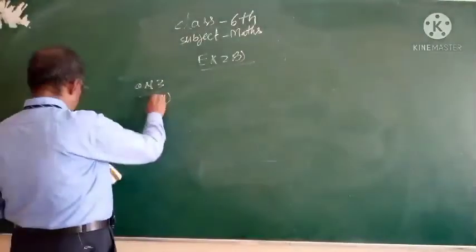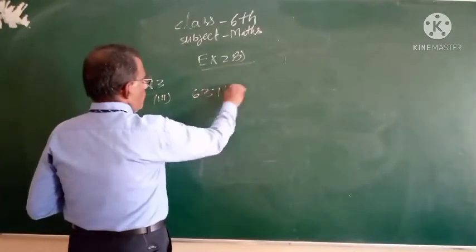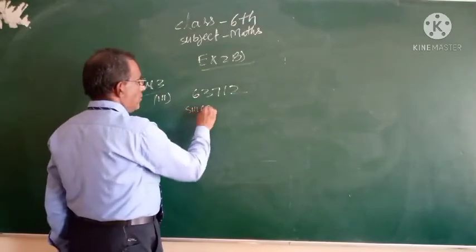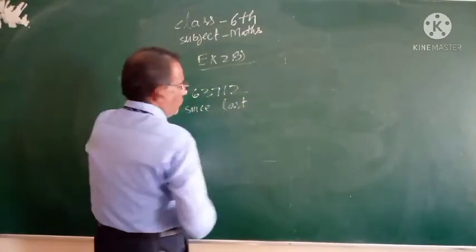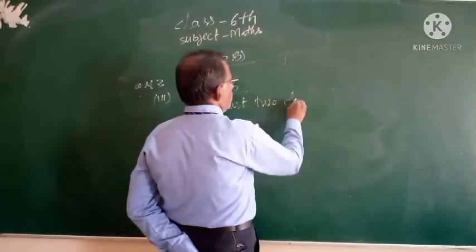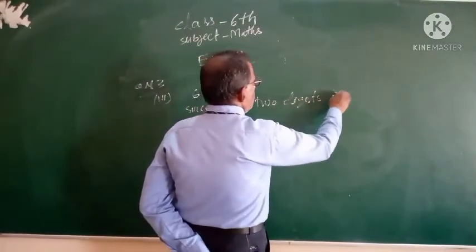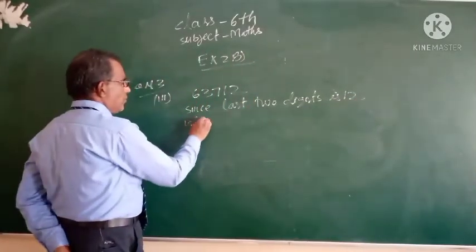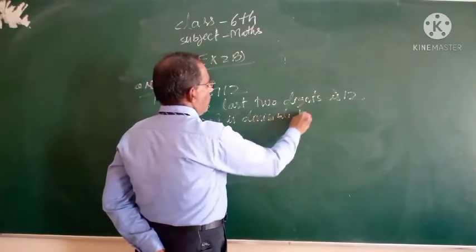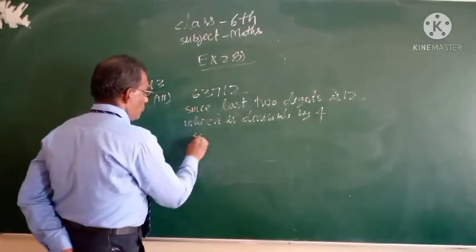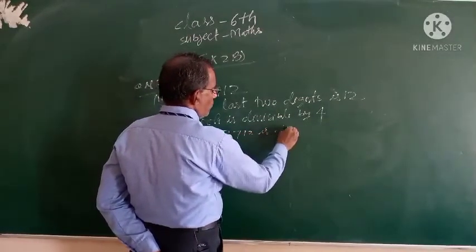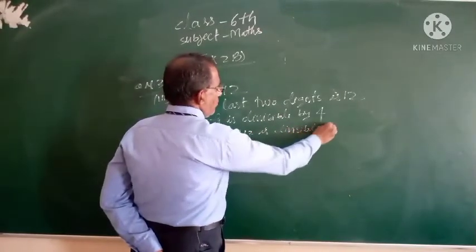Third, 63712. Since the last two digits are 12, which is divisible by 4, 63,712 is divisible by 4.